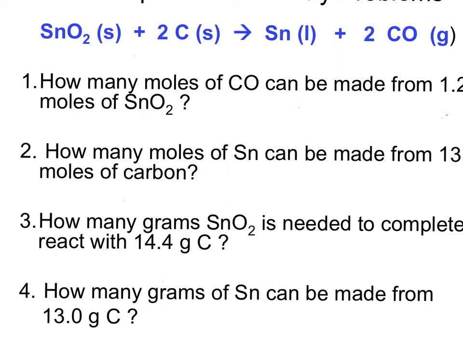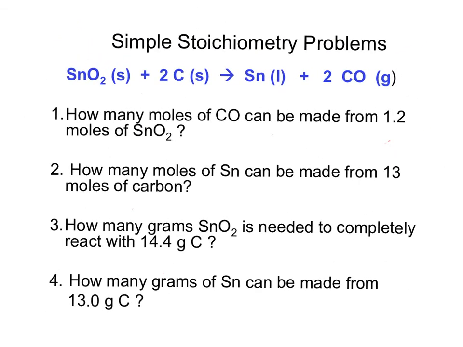So how many moles of carbon monoxide can be made from 1.2 moles of tin(IV) oxide? So you want to look at the balanced chemical equation. You see that there is a 1 to 2 relationship between them. So how much CO can be made from 1.2 moles of this? If you have 1.2 moles of this, then you're going to be able to make 2.4 moles of that.